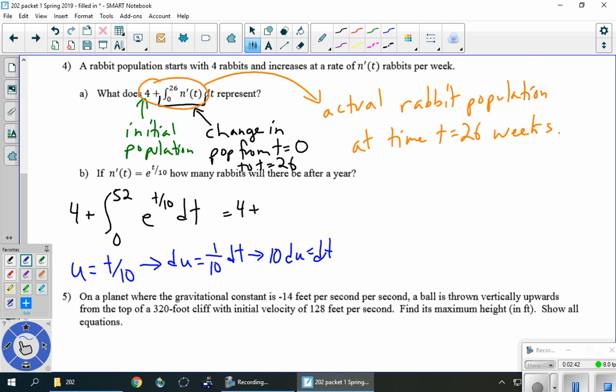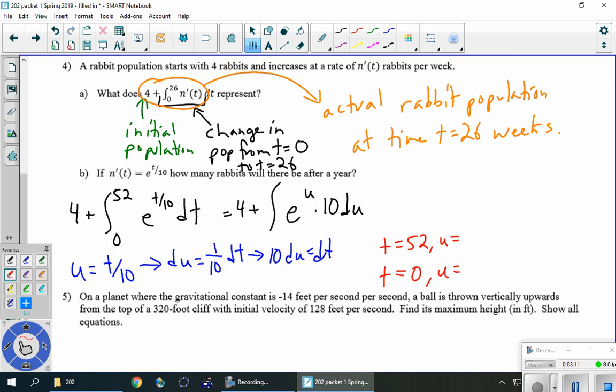And now we've got all the pieces we need to go back up and substitute. So integral, instead of e to the t over 10, it's e to the u. Instead of dt, it's 10 du. But we don't get to put 0 and 52 because we're doing everything in terms of u now and not t anymore. So we'll do this over here on the side. If t equals 52, then u equals something. If t equals 0, then u equals something.